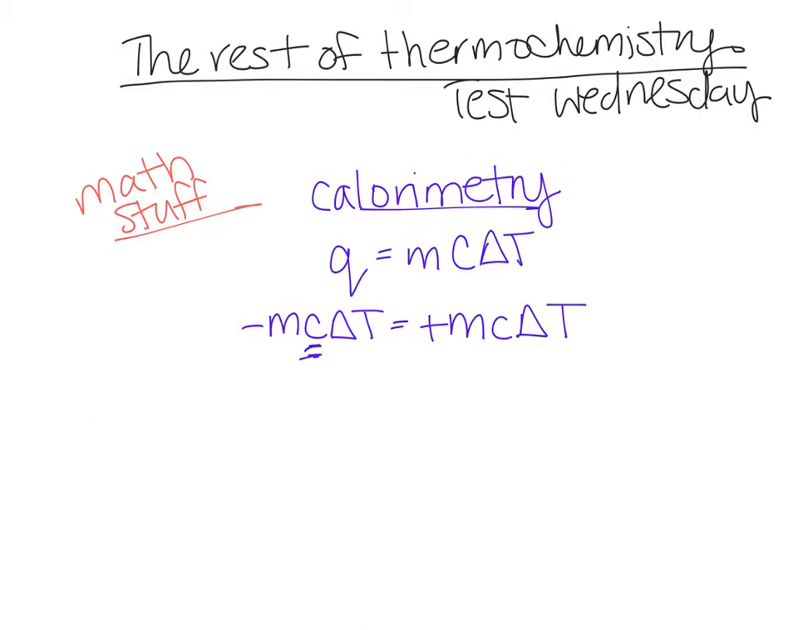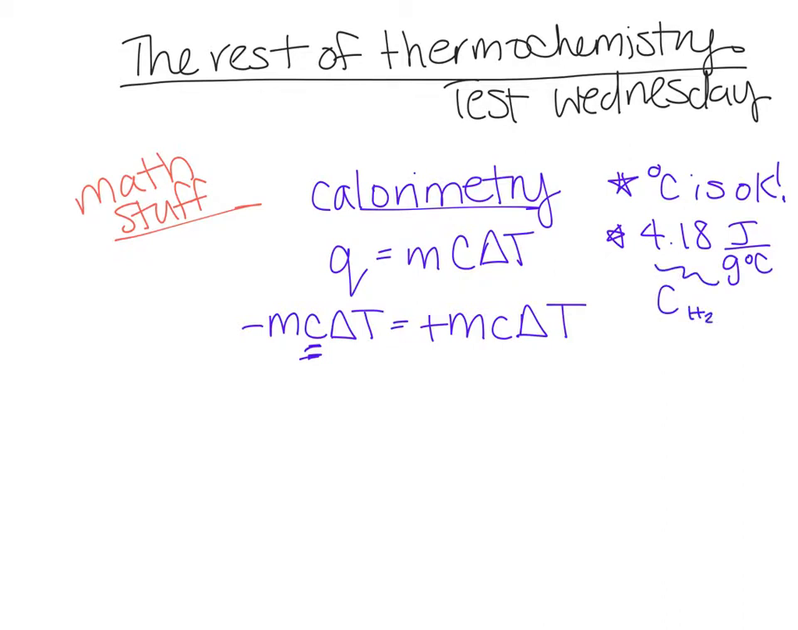Okay? A couple things that we used in that: we said that degrees Celsius was okay to use. We also had to use 4.18 joules over gram degree Celsius, and that was the specific heat of water. So if you need more details, go to your packet and you can look up the minor details or the examples. You're going to give yourself a line, and we're going to keep going.